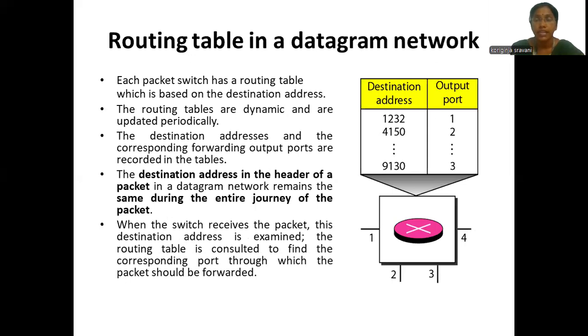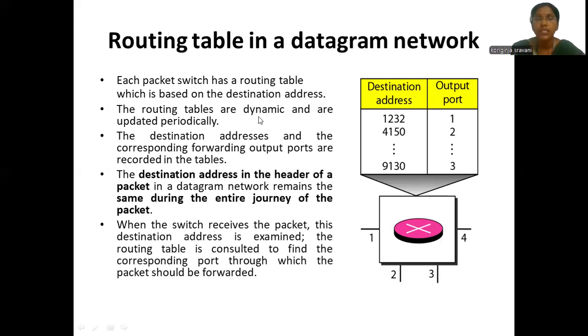In the starting slide, I explained that for each switch we have some table. That table is known as the switching table. Each packet switch has a routing table, which is based on the destination address. For example, here we have 4 ports. For port 1, we have destination address 1232. For port 2, the destination address is 4150. The output port for 3 is 9130, and for 4 there is also some other destination number.